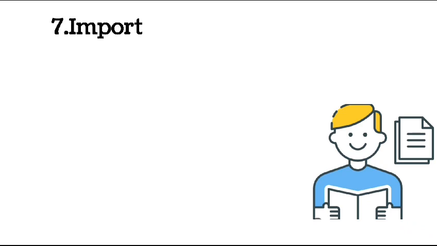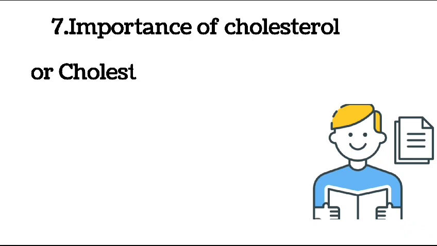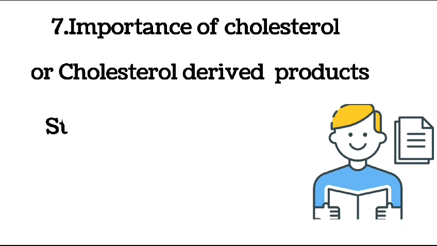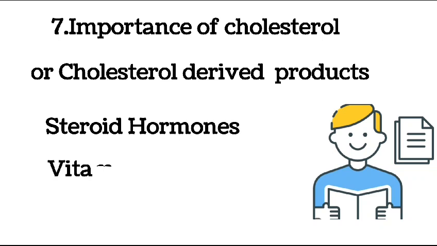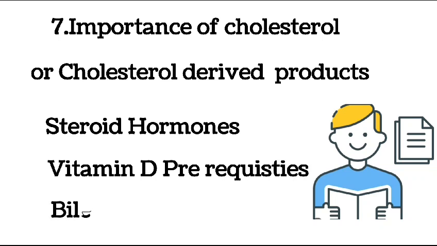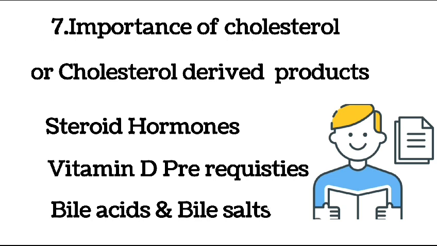And suppose the exam question is like importance of cholesterol or cholesterol derived products, you have to write all this. First and foremost are steroids, all the hormones, sex hormones, adrenal cortical hormones, and then vitamin D, 7-dehydrocholesterol, bile acids, bile salts. All these you can write with the examples and structure.